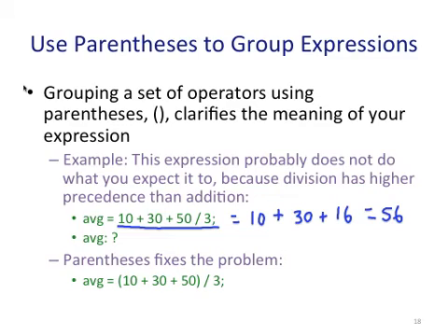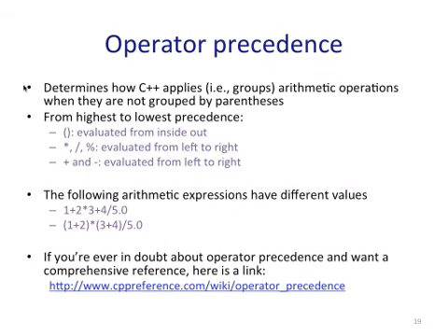So to fix that problem, you can always group your operations using parentheses, and that way those operators get evaluated first. So in this case, the parenthesized expression is evaluated first. It evaluates to 90. We now divide that by 3, and it gives the result we thought it would, which is 30.